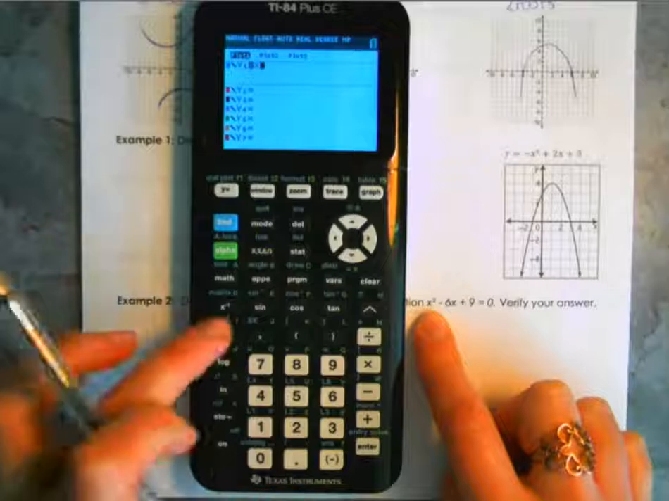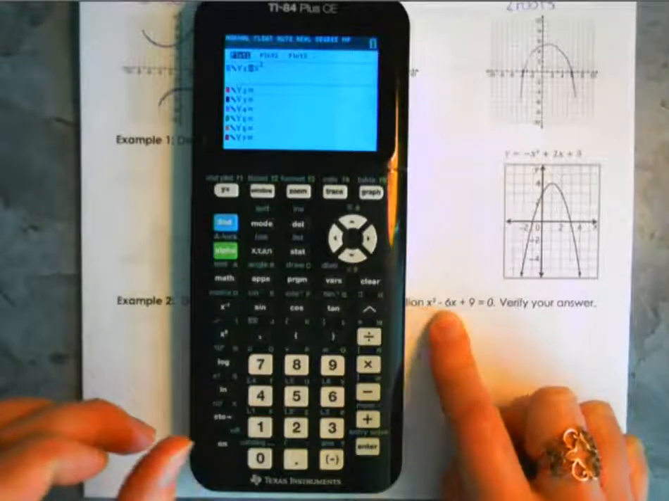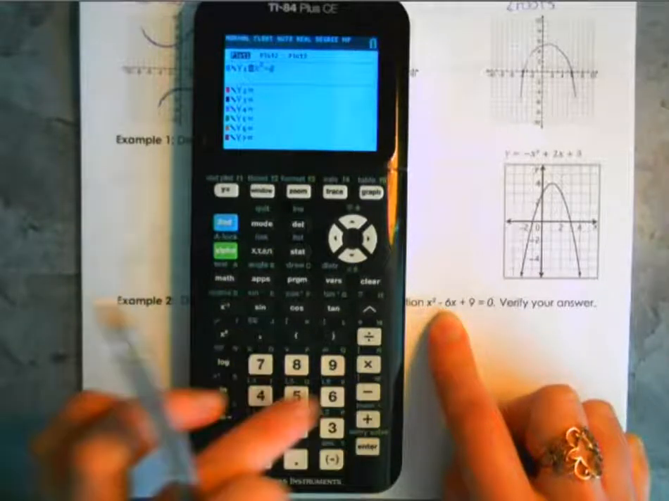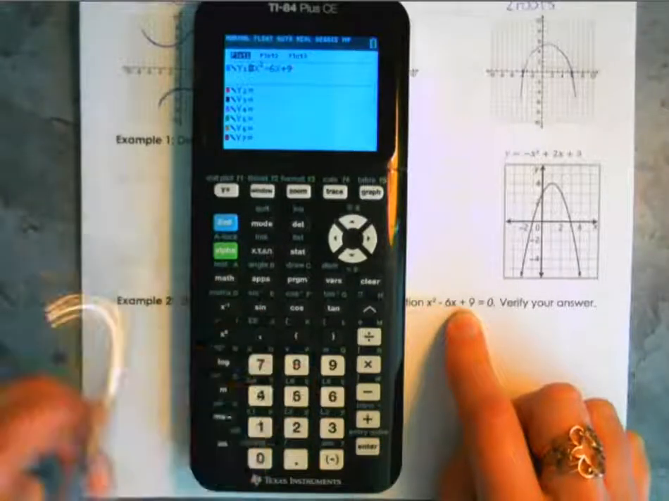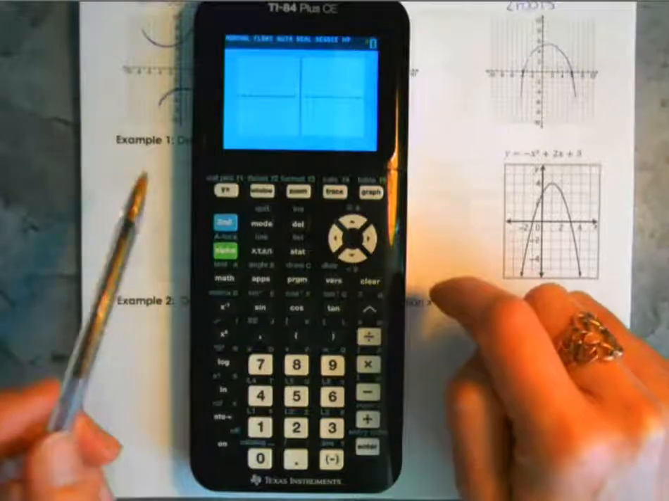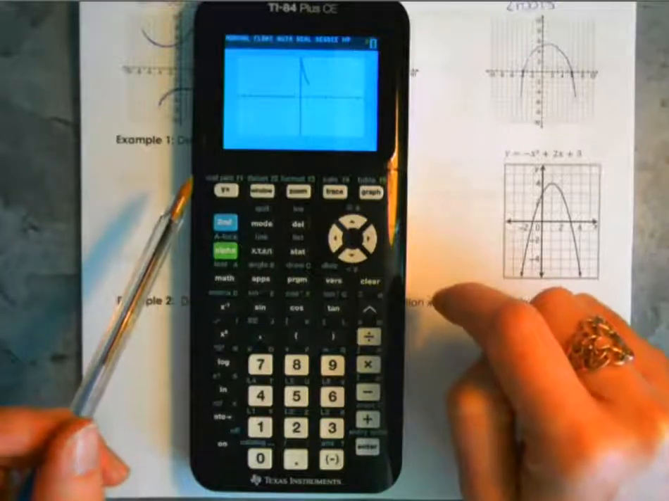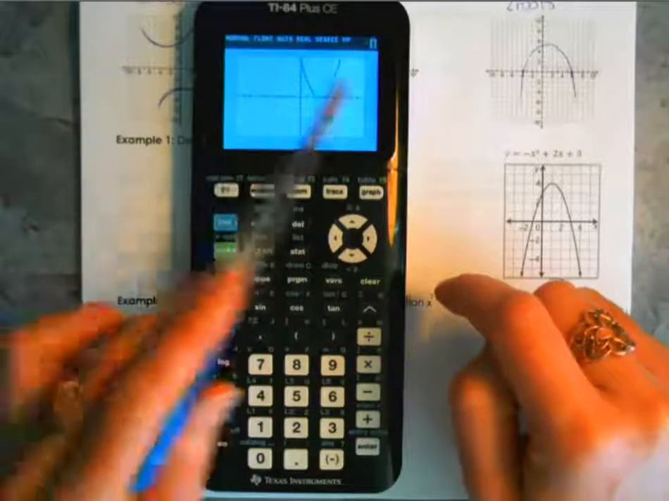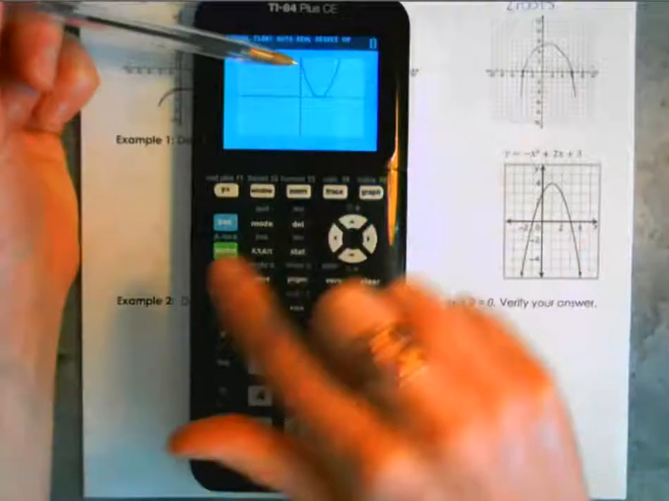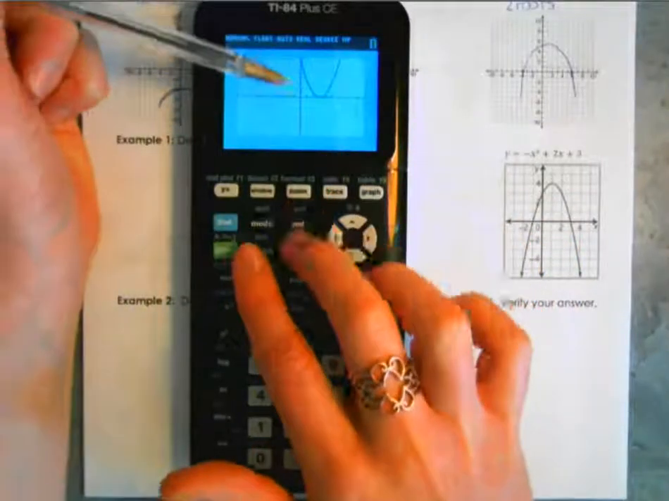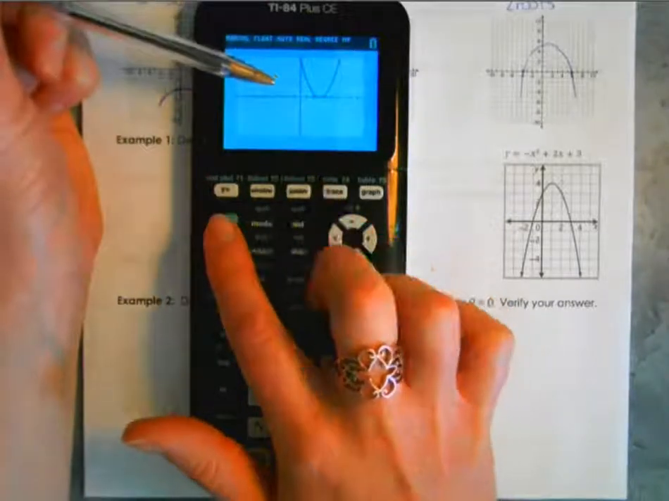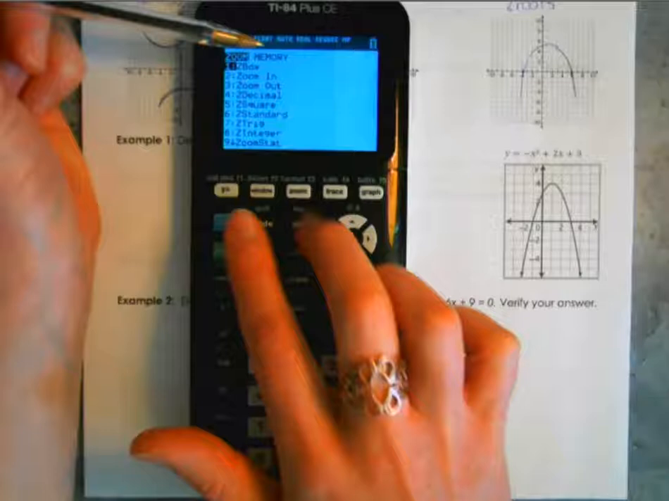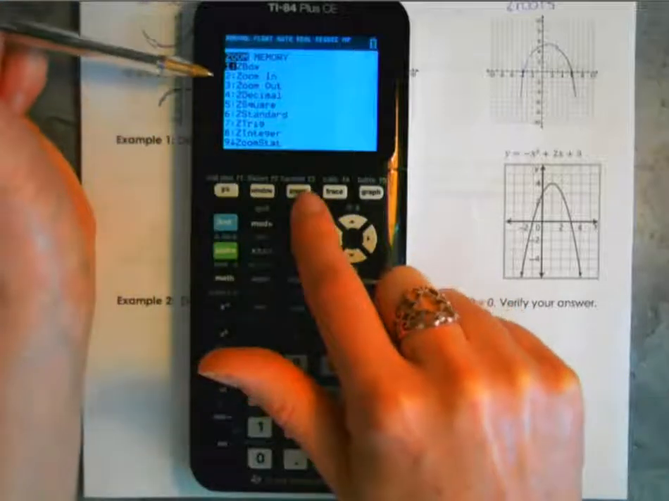So x squared minus 6x and then plus 9. Okay, so go into your graph. Hopefully it kind of shows up within that window that you have. Also, if your windows are all off, I'm pretty sure I went over this in a previous lesson, but just to make sure, if your windows were off and you couldn't see it, you can go into zoom. So you don't have to hit second function, just zoom.